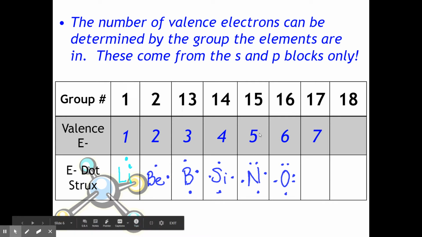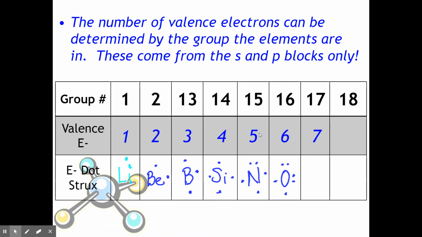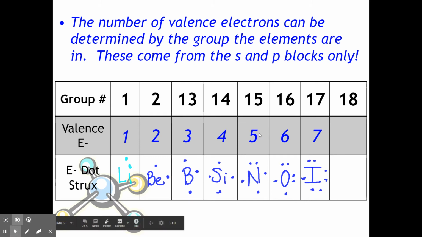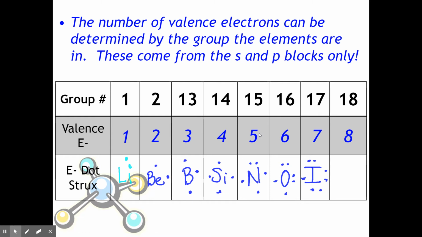Group 17, that's like that whole last group, excluding the last column. So fluorine, chlorine, bromine, iodine. I'm going to draw iodine. And it gets seven valence electrons. And lastly, that last group of neon, argon, krypton, xenon, and radon gets eight valence electrons. So let's do argon. And they have two on each side.